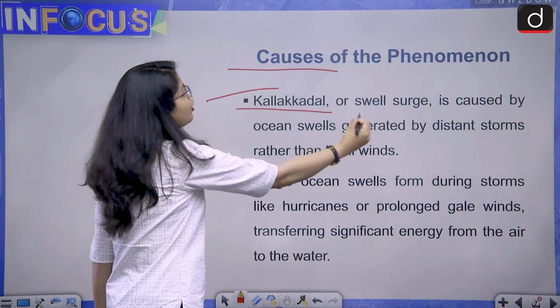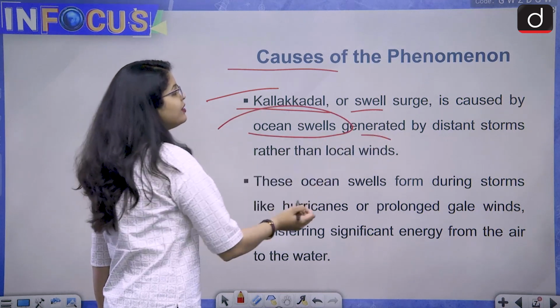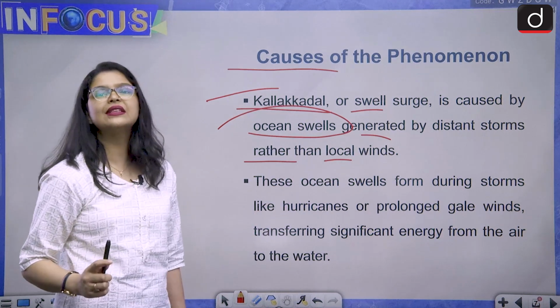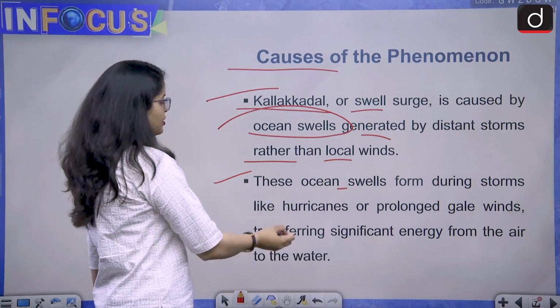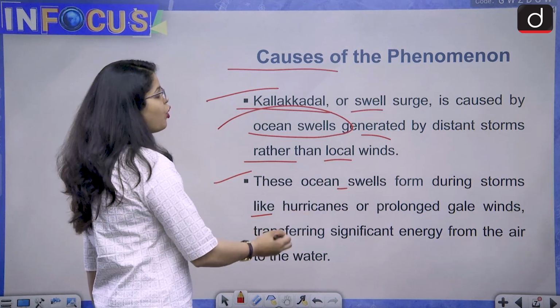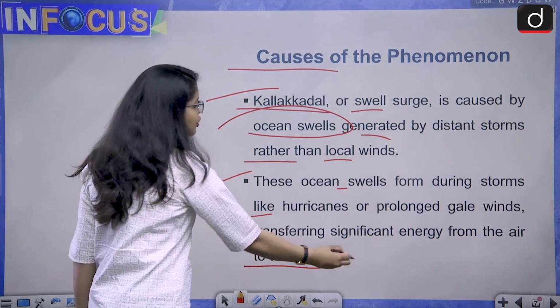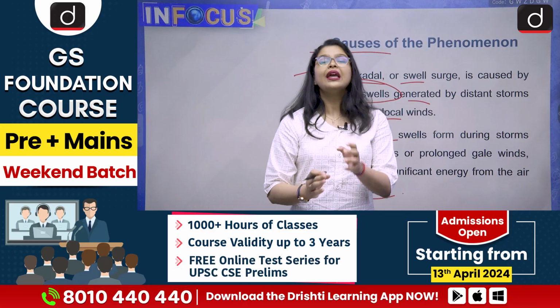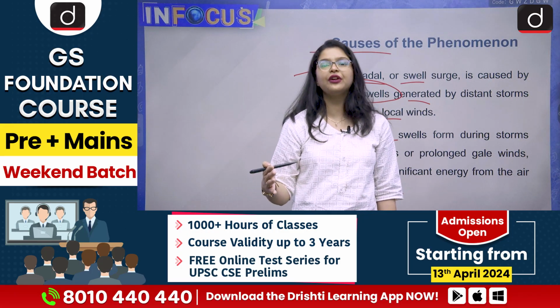Kallakkadal or swell surge is caused by ocean swells generated by distant storms rather than the local winds, as I have explained. They can occur from storms like hurricanes or prolonged gale winds, transferring significant energy from air to the water, and this significant transfer of energy from air to water causes very high waves.